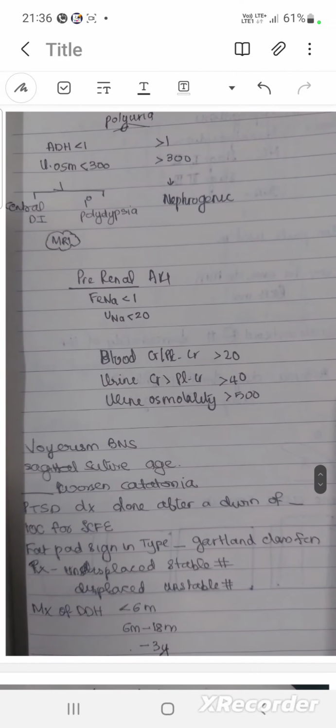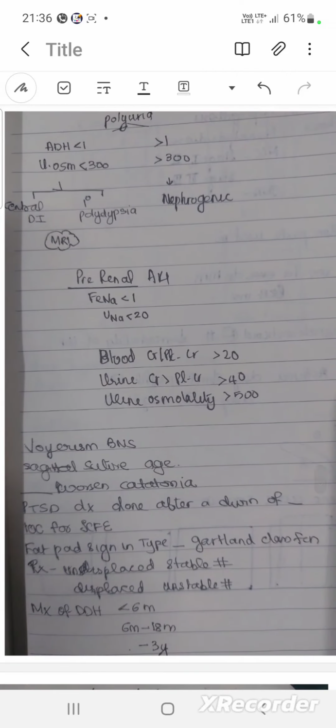Then polyuria. A case of polyuria can be central diabetes insipidus, primary polydipsia, or nephrogenic diabetes insipidus. When the ADH level is less than 1 and the urine osmolality is less than 300, ADH is low and urine osmolality is low. Then it can be either central diabetes insipidus or primary polydipsia, and the differentiation can be done from MRI, whether there is a bright spot or not. If the ADH value is more than 1 and the urine osmolality is more than 300, then it is nephrogenic diabetes insipidus.